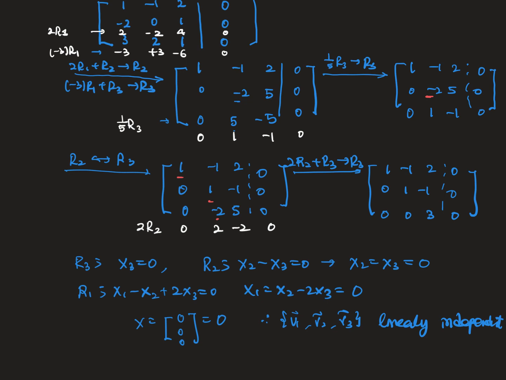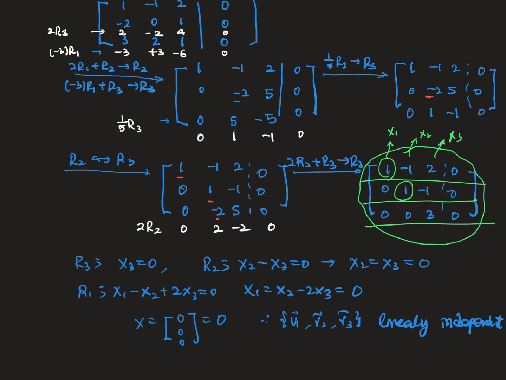So we don't have to check it. Look at this augmented matrix, guys. There is no free variable. Here is x1, here is x2, here is x3. The first row has a pivot, the second row has a pivot, the third row has a pivot. So this one doesn't have free variables, so you're going to say linearly independent right away, guys.